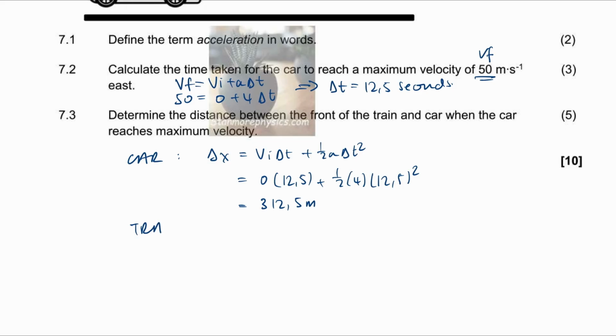Now the train is moving at a constant velocity, so delta x is equal to v times delta t. The velocity of the train, they tell us, is 20, and we want to know how far it traveled in the 12.5 seconds. So that's equal to 250 meters.